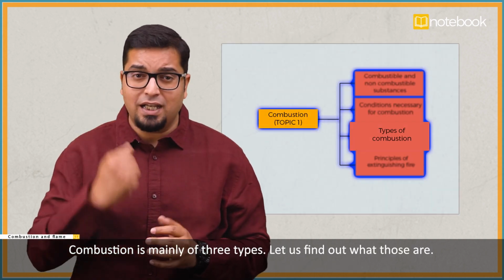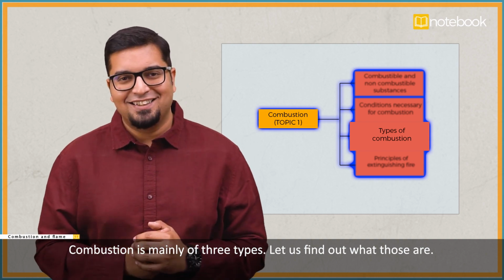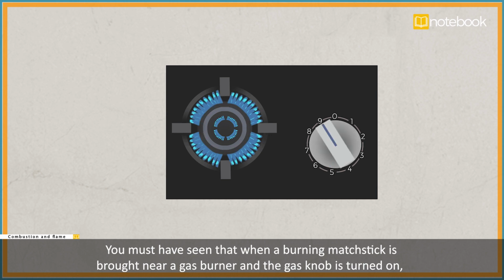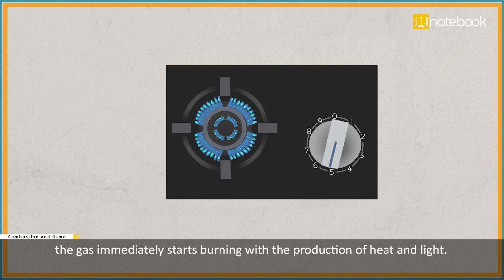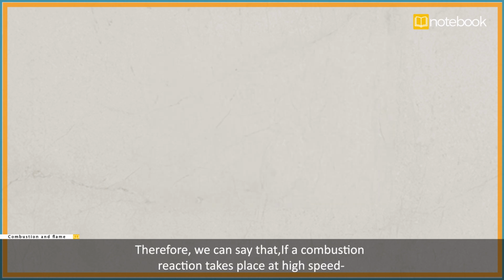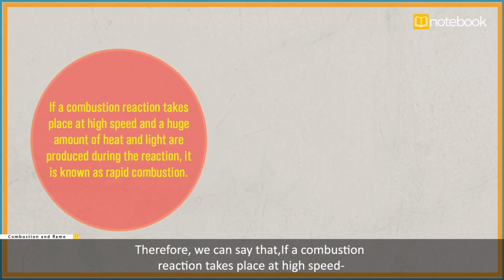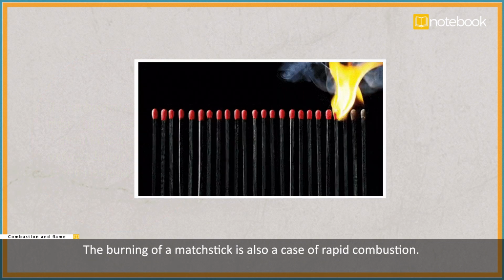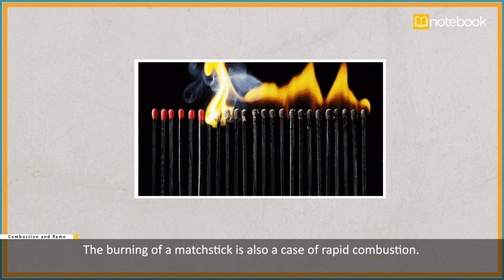Combustion is mainly of 3 types. Let us find out what those are. First is rapid combustion. You must have seen that when a burning matchstick is brought near a gas burner and the gas knob is turned on, the gas immediately starts burning with the production of heat and light. This is a case of rapid combustion. Therefore, we can say that if a combustion reaction takes place at high speed and a huge amount of heat and light are produced during the reaction, it is known as rapid combustion. The burning of a matchstick is also a case of rapid combustion.